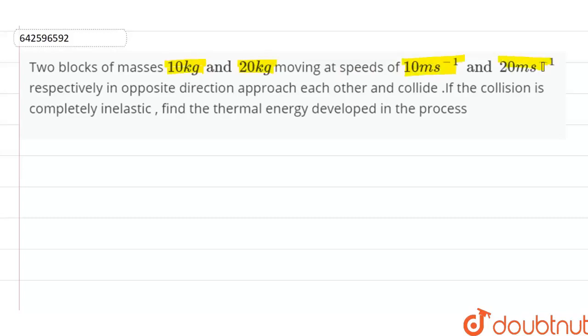Two blocks of masses 10 kilograms and 20 kilograms, moving at speeds 10 meter per second and 20 meter per second respectively in opposite directions, approach each other and collide. If the collision is completely inelastic, find the thermal energy developed in the process.